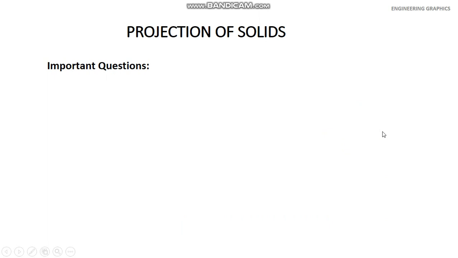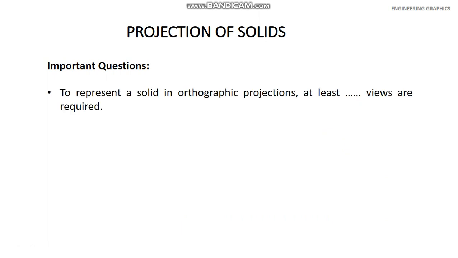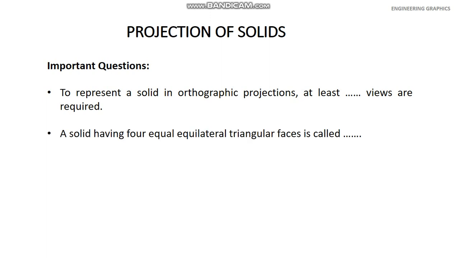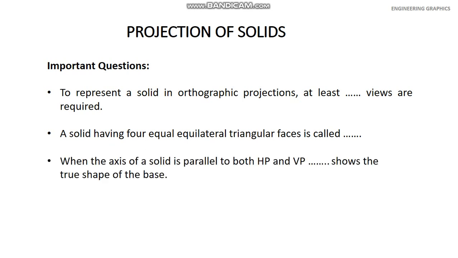Important questions. To represent a solid in orthographic projections, at least dash views are required. At least 2 views are required. A solid having 4 equal equilateral triangular faces is called tetrahedron. When the axis of solid is parallel to both HP and VP, dash shows the true shape of the base. Profile plane shows the true shape of the base.